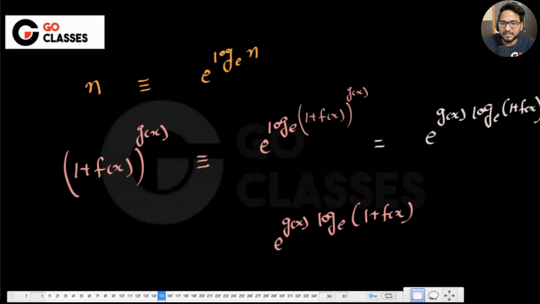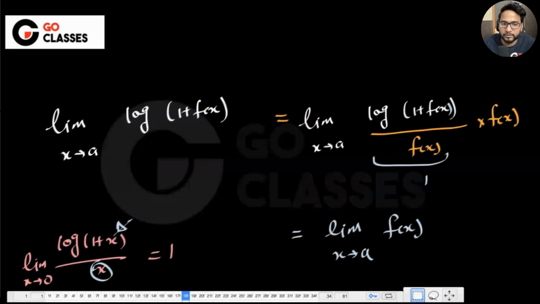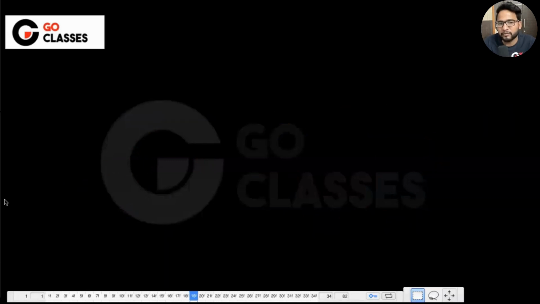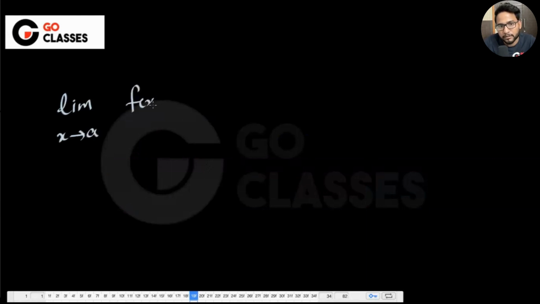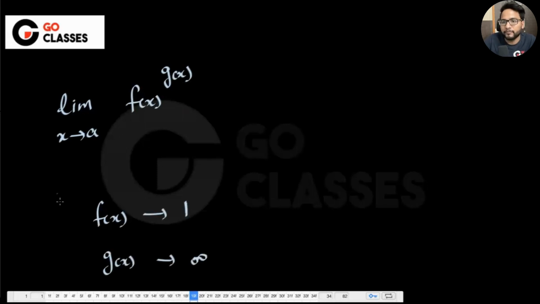So basically this is just one derivation, but there are obviously other derivations that we did, but now we are not going to perform any other derivation. Let me directly write the formula. So what is the formula? If you have limit x tends to a of f(x) power g(x), where f(x) is going to 1, g(x) is going to infinity, and x tends to a.